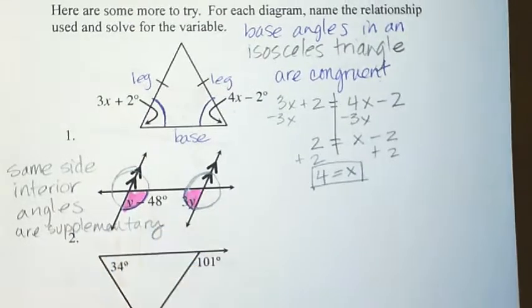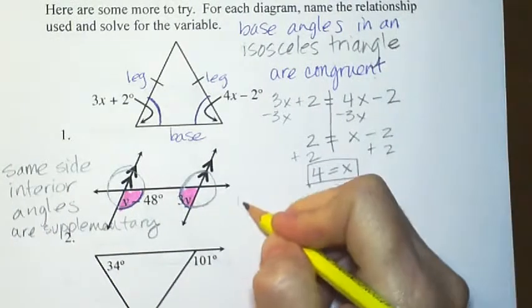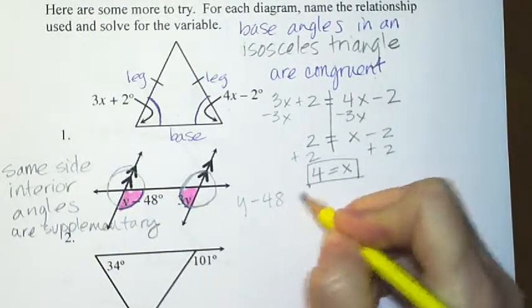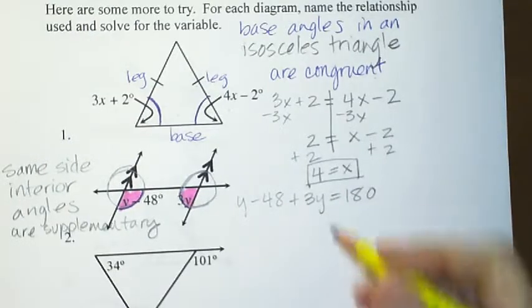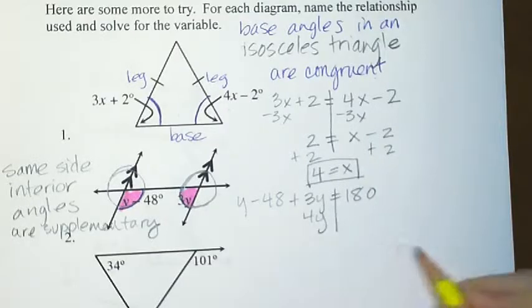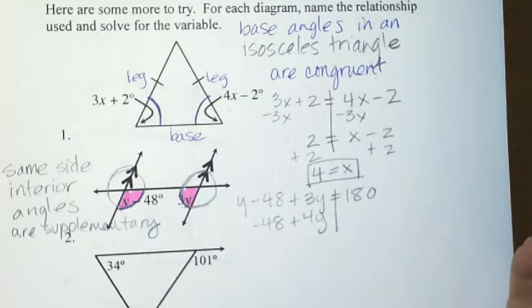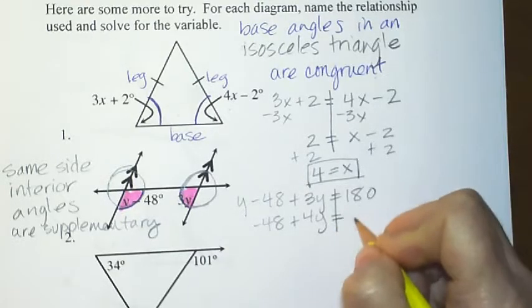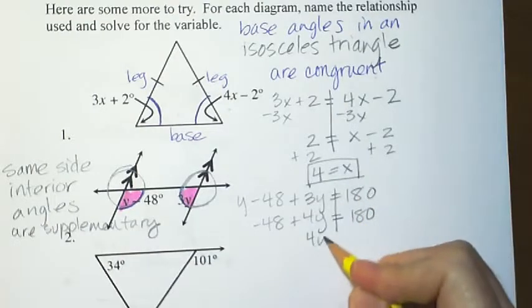That means they sum to 180. So then y minus 48 plus 3y equals 180. Let's combine like terms. y and 3y is 4y. So I have negative 48 plus 4y, or I could have written 4y minus 48, same thing, equals 180. I'm going to add 48 to both sides.